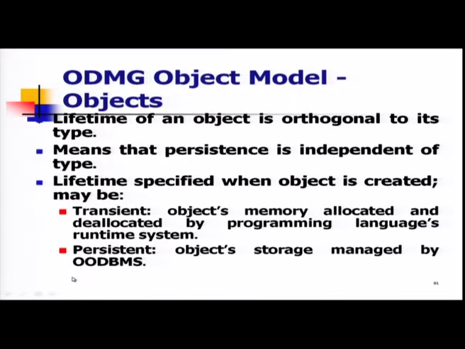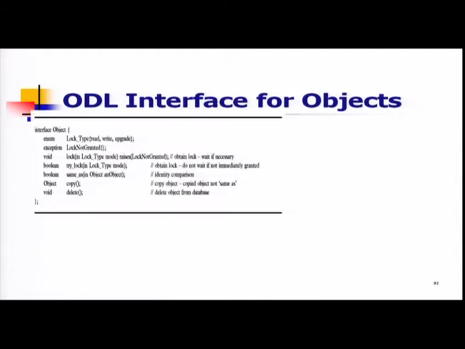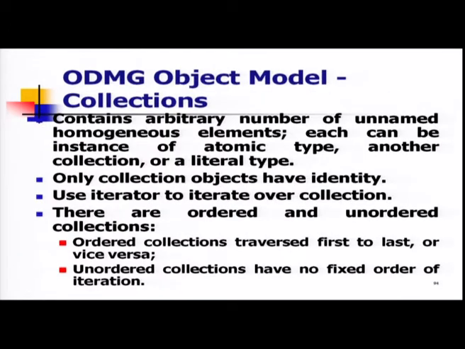In the object model, the lifetime of an object is orthogonal to its type, it goes in a perpendicular direction. Transient, persistent objects: some objects are transient, and most of the objects should ideally be transient. Persistent, it will come, it will stay there. Object storage is managed by the OODBMS. There is an object definition language which tells how to work with the object, that is the purpose. The interface is all nicely defined by the ODL.